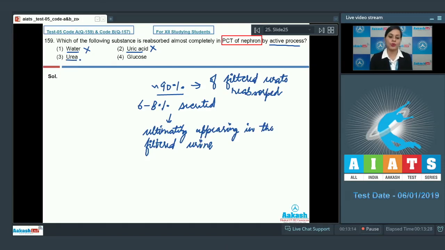The next option given is urea. Near about 50% of filtered urea is reabsorbed in PCT, and that too passively. So this is an incorrect option. And the last option given is glucose, and this is a correct answer to our question because glucose is completely reabsorbed in PCT of nephron by active process. So the correct answer to this question is option number 4. Let's discuss our next question.